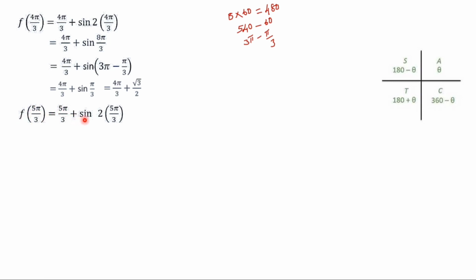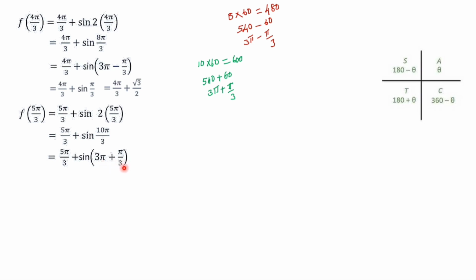That is equal to 5 pi by 3 plus sine 2 into 5 pi by 3. So 2 into 5 pi by 3 we can write as sine 10 pi by 3. First term as it is, 5 pi by 3 plus sine 10 pi by 3. Again calculation we have to do. 10 pi by 3 means 10 into 60, which gives 600. Here again 600 we have to convert into a multiple of 180. We can write it as 540 plus 60, which is 3 pi plus pi by 3. So 5 pi by 3 plus sine of 3 pi plus pi by 3.